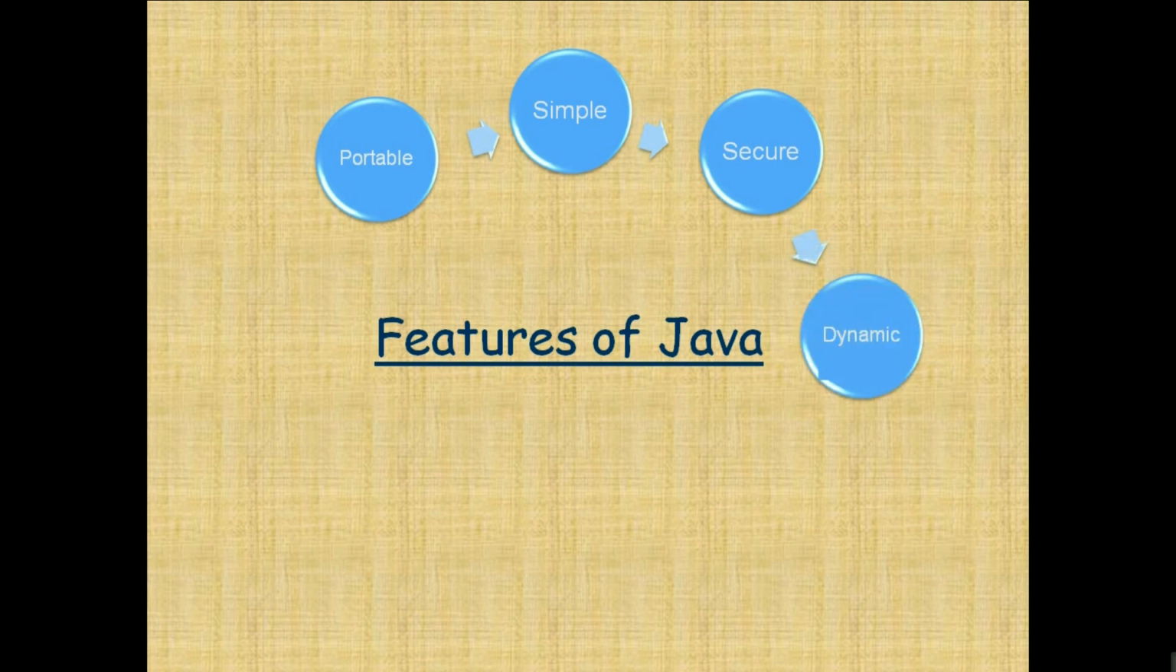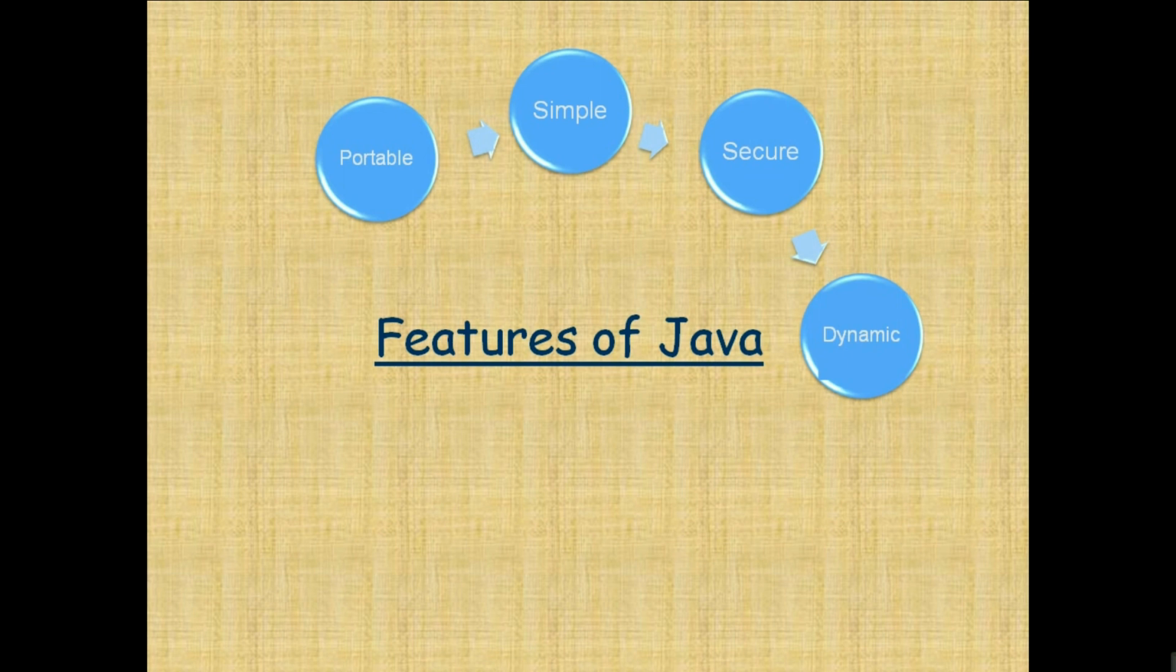The next feature is that Java is dynamic. Why is Java dynamic? Java supports dynamic memory allocation. Due to this, memory wastage is reduced and the performance of an application improves. The process of allocating memory space to the input of the program at runtime is known as dynamic memory allocation, which is very important.